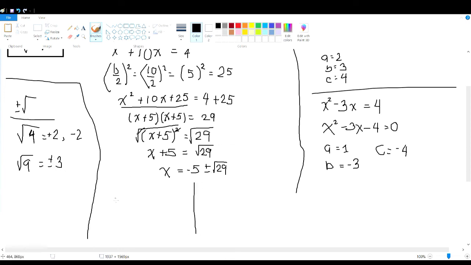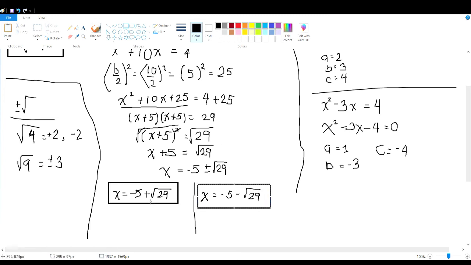Pag-ihiwalayin mo silang dalawa. Ngayon, ang dalawang values of x mo dito, x is equal now to negative 5 plus square root of 29, x now is equal to negative 5 minus square root of 29. Ganyan siya. So, these are the two values of x. Kailangan nyo pa bang kunin yung square root ng 29?